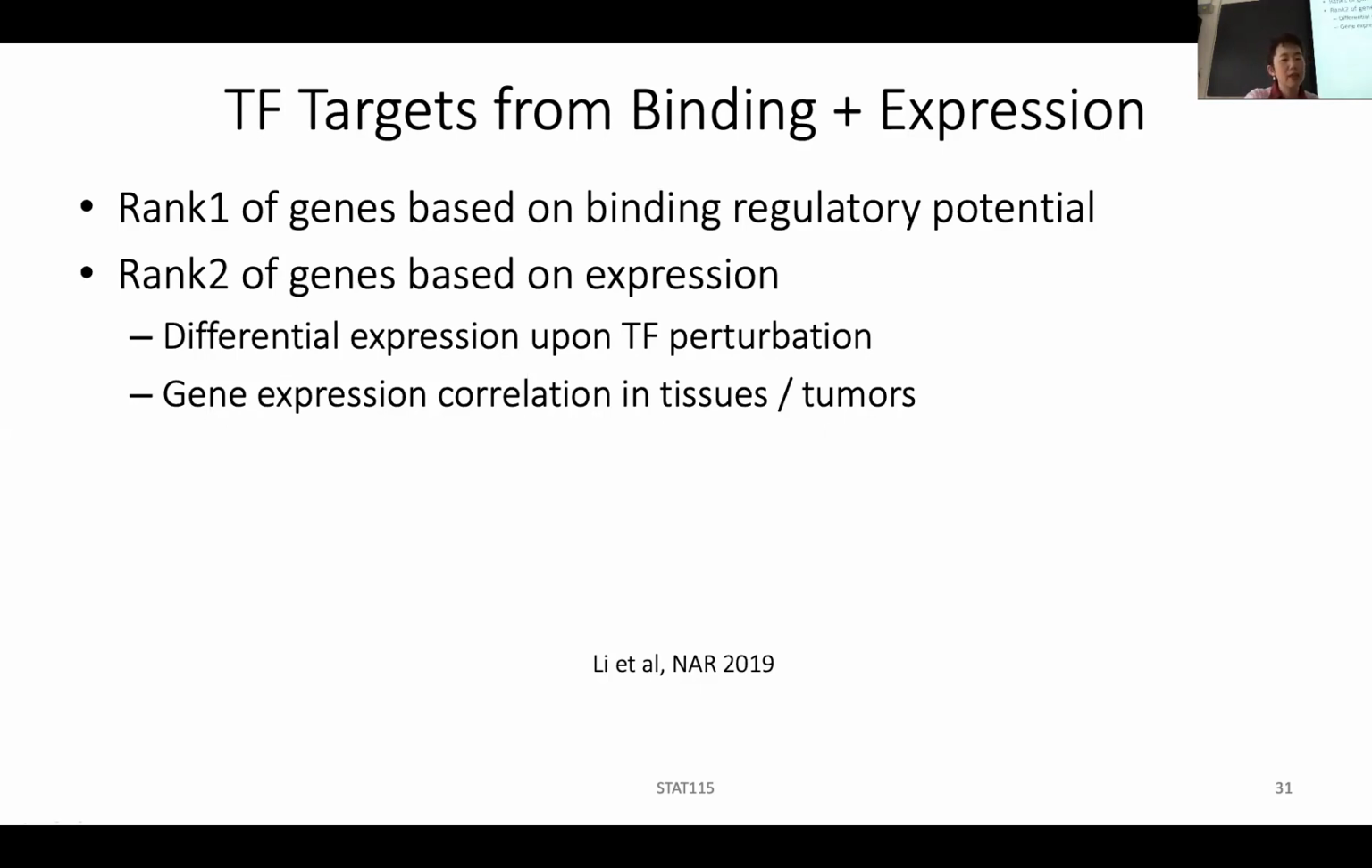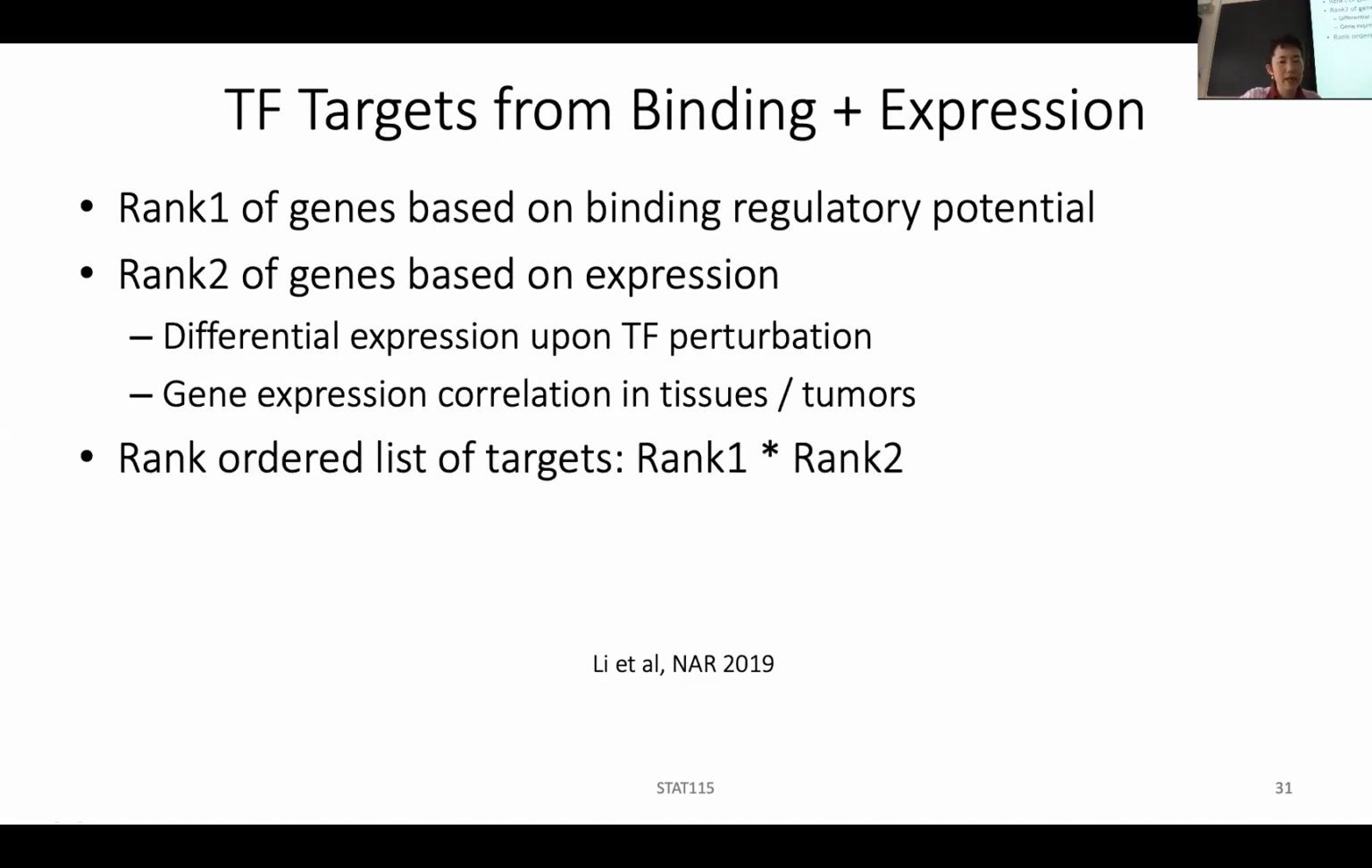You just ask what other genes are correlated with your transcription factor of interest. And that will also give you a rank ordered list. And based on those, at the end, we say the rank 1 times rank 2 will give you the final rank ordered list of the direct targets of your interest.